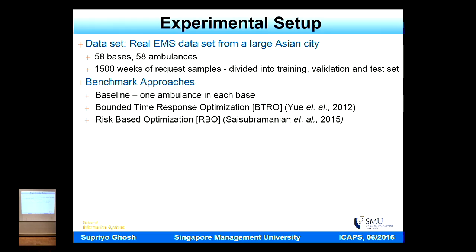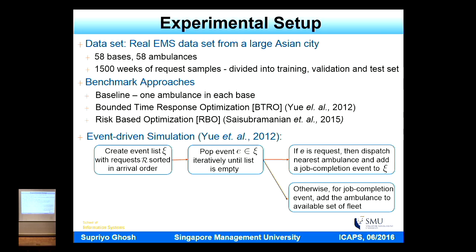For the comparison, we have taken 3 benchmark approaches. The first one is the baseline approach, where 1 ambulance is allocated to each of the bases. The second one is a recent paper where they want to allocate the ambulances in the given base set such that the bounded time response objective is optimized. And the third one is a 2015 AAAI paper where they are optimizing the risk-based objective. And finally, we compute the utility of all those approaches by using an existing event-driven simulator.